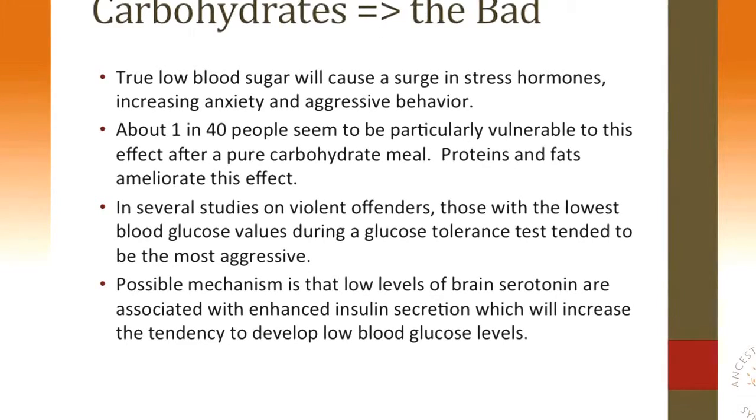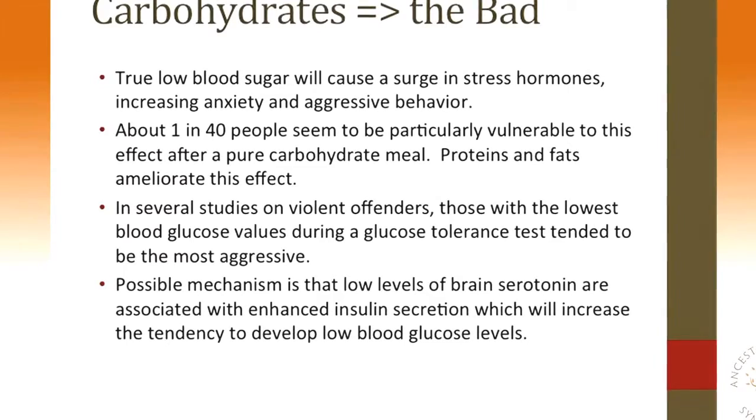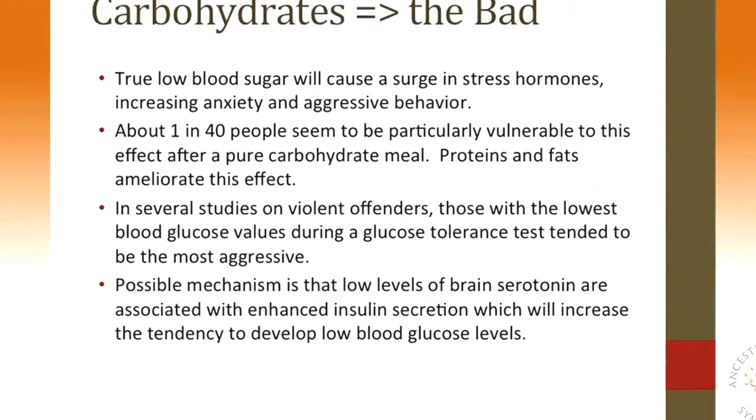And when you really look at it, about 1 in 40 people will have a truly low blood sugar, meaning will go down to the 40s after a bolus of a pure carbohydrate meal. Proteins and fats tend to ameliorate this effect. And other people will notice changes, anxiety issues with blood sugars in the 60s, which is much more common. And I'm actually a person who, if I eat pure carbohydrates, the sort of sugary stuff, about 90 minutes later, you do not want to be around me. I'm majorly cranky. I haven't done any violence that I'm aware of.